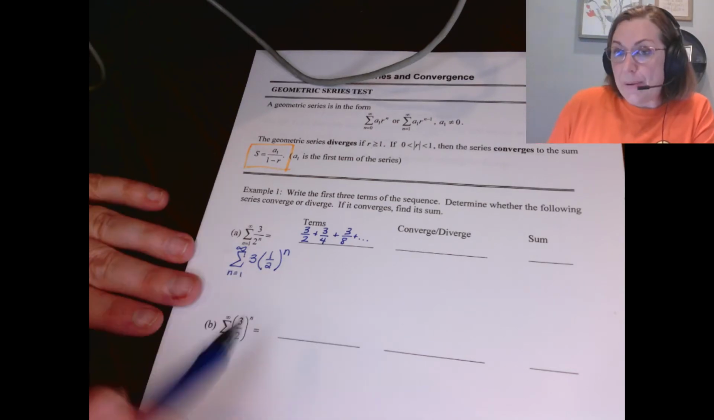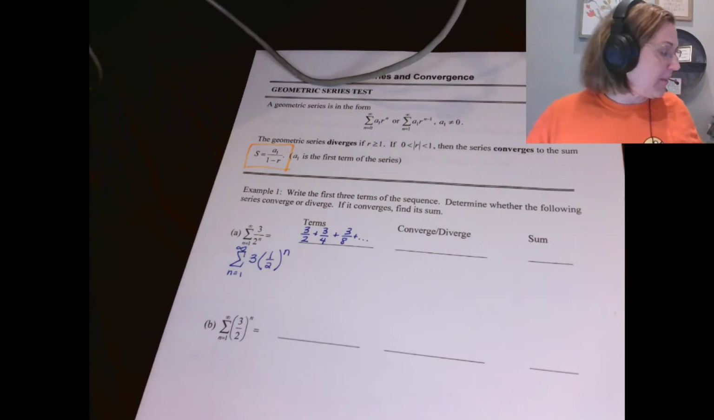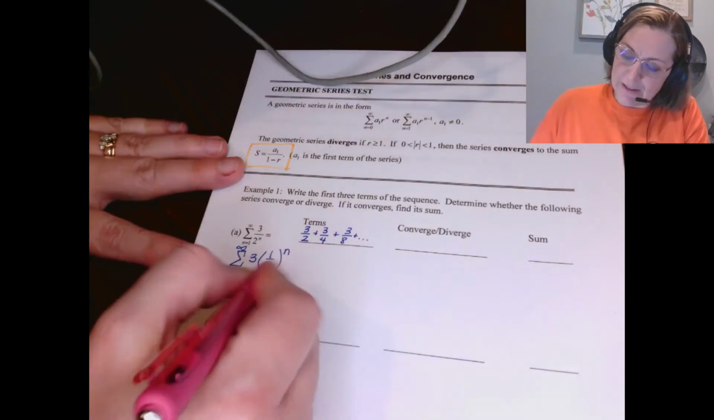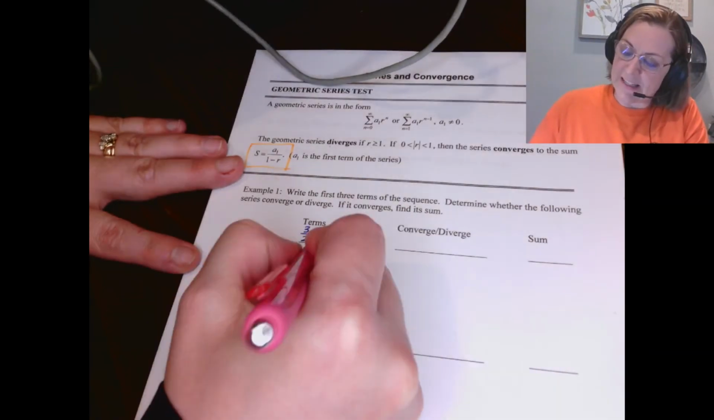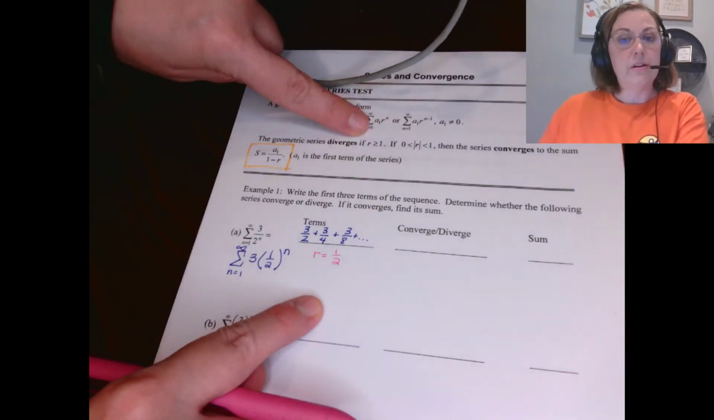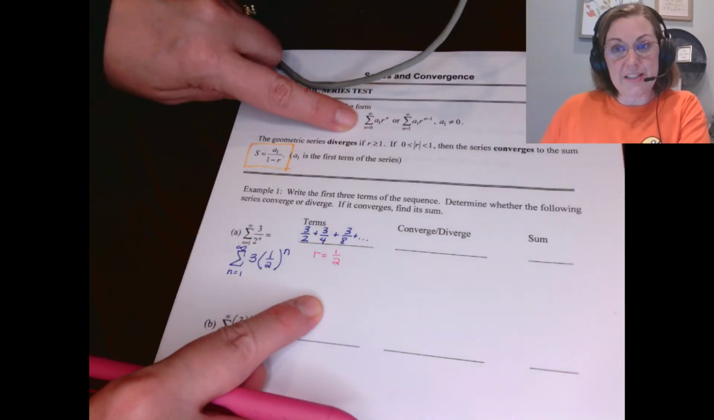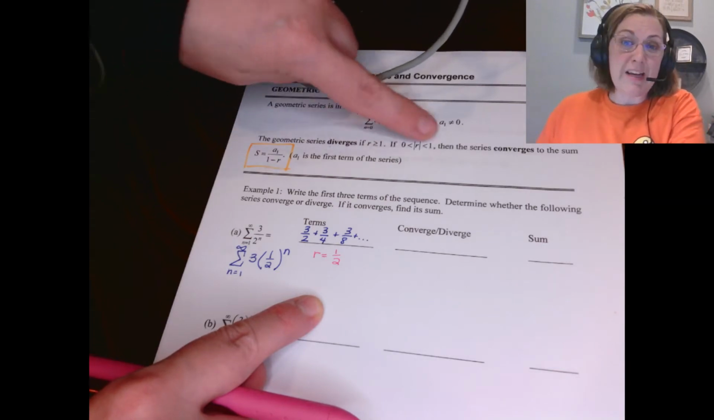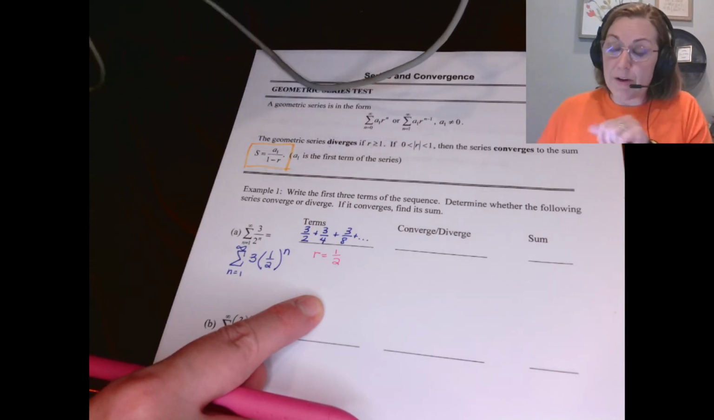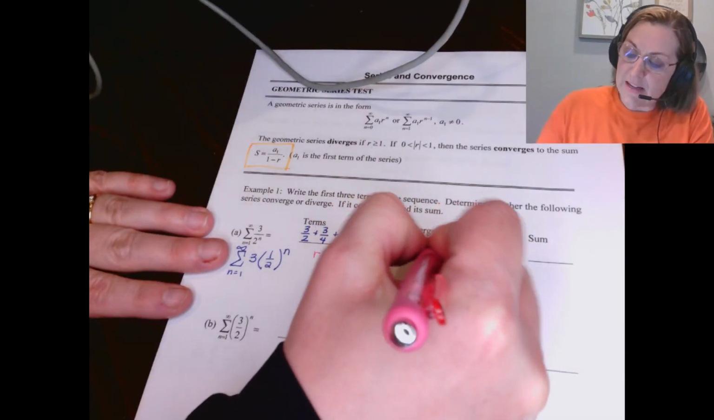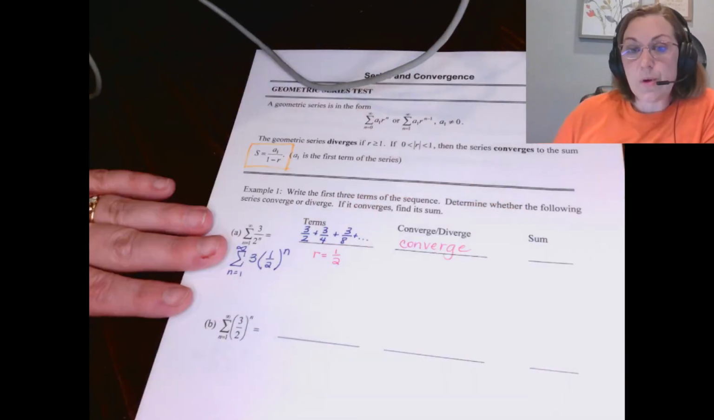So can you pick out what R is? Can you pick out the item here that's being raised to the nth power? Well, absolutely. It's kind of easy to see when you write it like this. So we know that R is 1/2. So based on our rule, the geometric series test tells us that it diverges if R is bigger than 1. And if the absolute value of R is between 0 and 1, we converge. So this is a converge because, again, R is between 0 and 1.